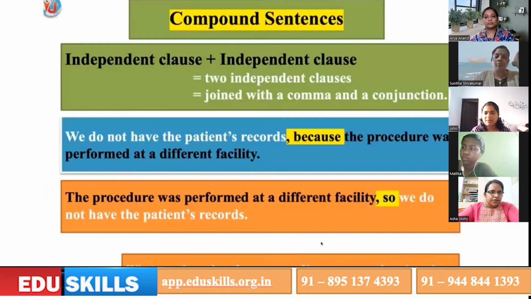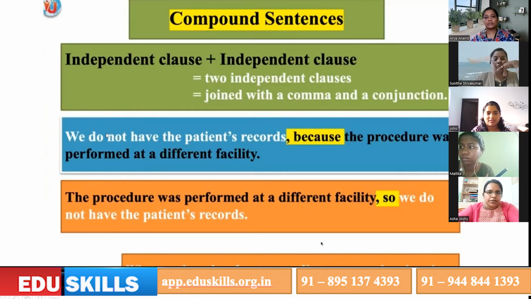These are some examples. I took these slides from our father's YouTube videos. Independent clauses joined with a comma and a conjunction. We do not have the patient's record, comma, because the procedure was performed at a different facility. Second one: the procedure was performed at a different facility, so we do not have the patient's record. Here is the comma and a conjunction. Whatever the order of the sentence, use a comma and a conjunction.